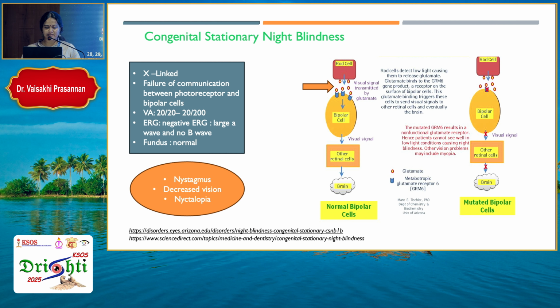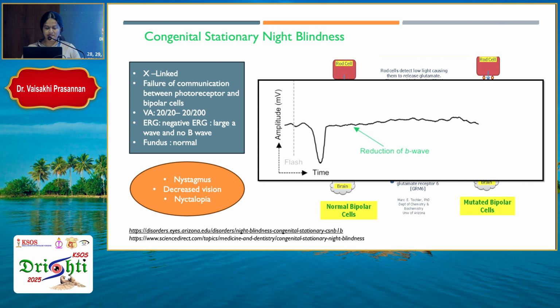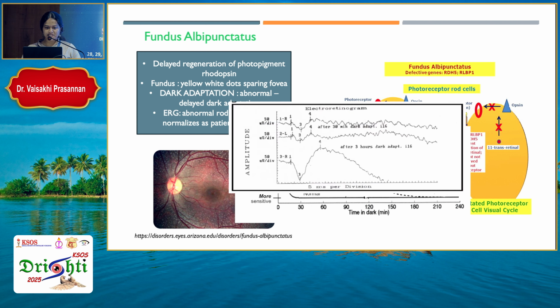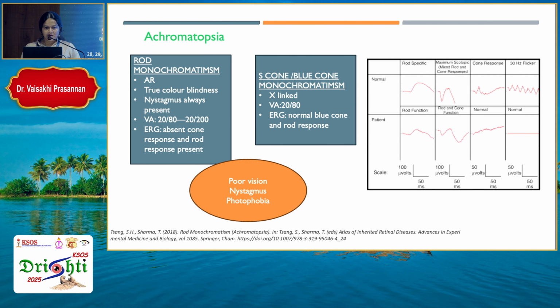In case of congenital stationary night blindness, an electronegative ERG is seen with a large A wave with an absent B wave, as we see here. Fundus albipunctatus, which is a subtype of congenital stationary night blindness, is characterized by delayed dark adaptation. Here, ERG shows an abnormal rod response, but usually normalizes after a period of adaptation, as we see in the lower waveform. In case of rod monochromatism, absent cone response is seen, but rod response will be present. In case of S-cone monochromatism, normal blue cone and normal rod response are seen.